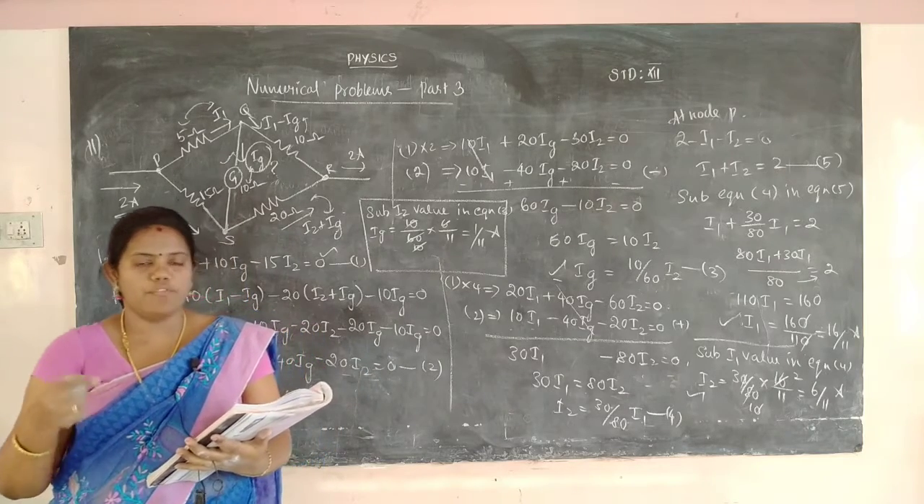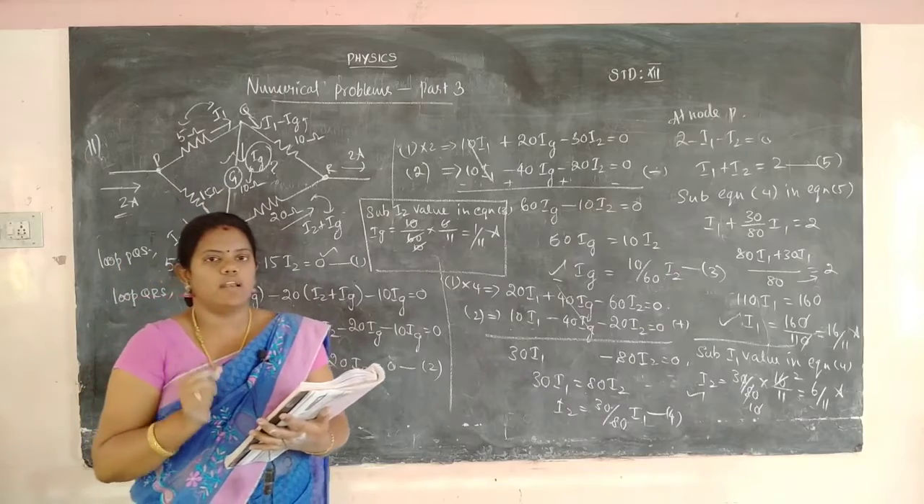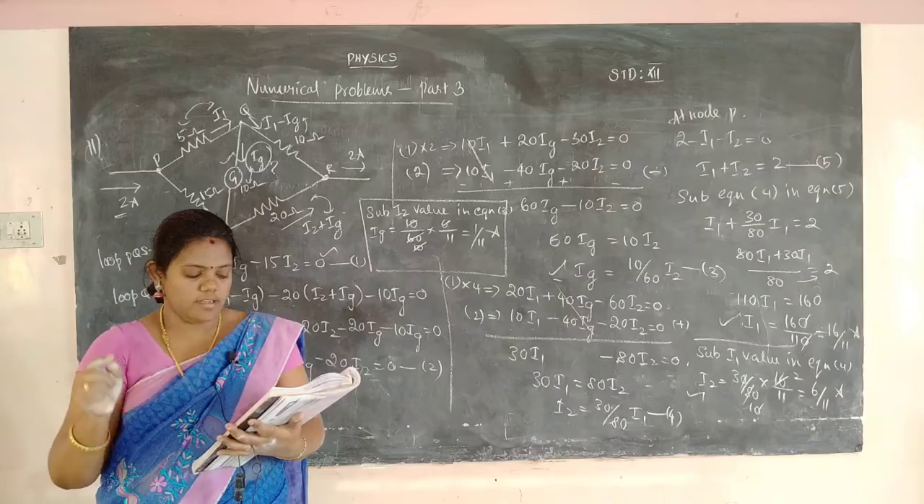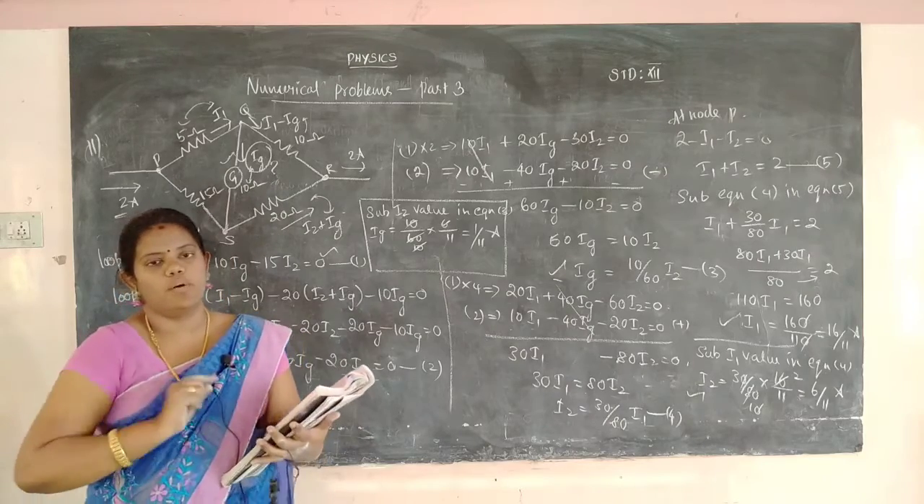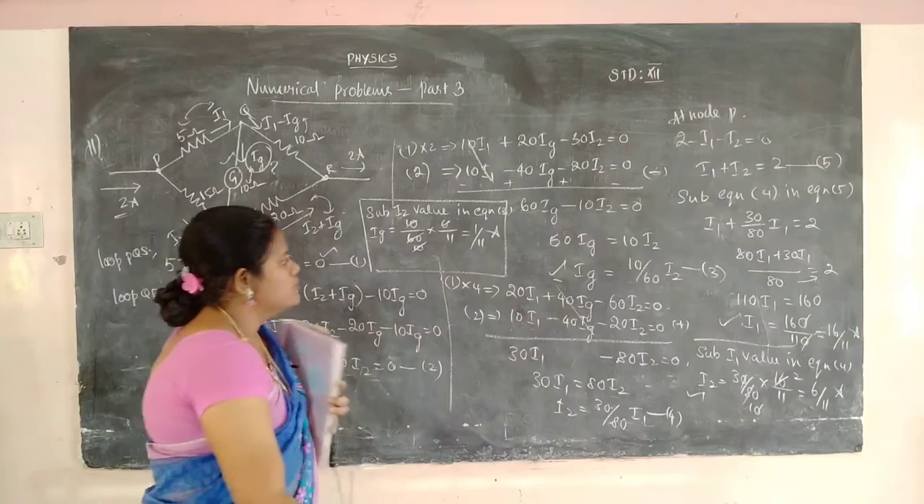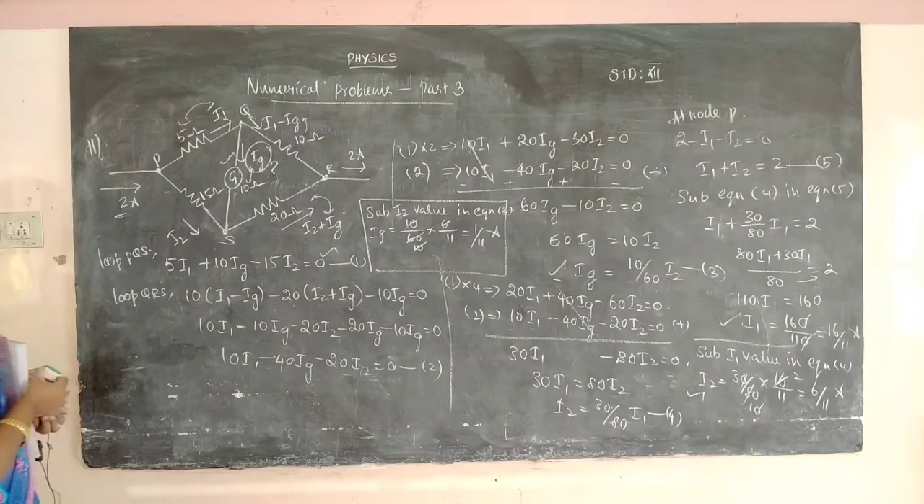Then the current drawn from the cell, the amount of current flowing in the cell, we will calculate first. Then the current through each resistor. How much current flows through each resistor, that is the question. First you have to frame the circuit. First you have to frame what the circuit is. Okay?